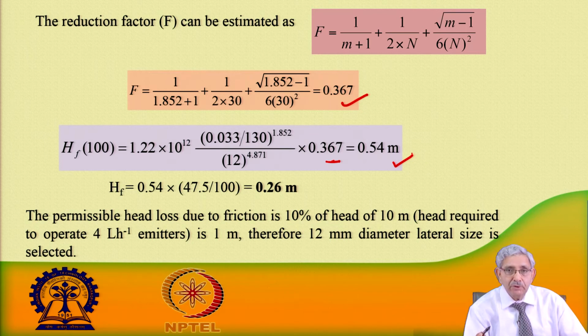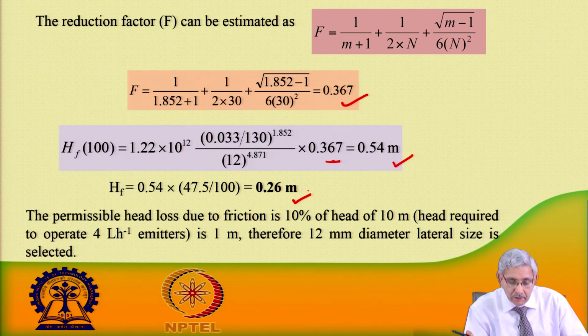Now, in the actual field situation in our problem, we know that the length of the lateral pipeline is 47.5 meter. So, we will work out the equivalent head loss due to friction in the lateral pipeline for 47.5 meter. When we multiply 47.5 divided by 100 with 0.54, we get the value as 0.26 meter.